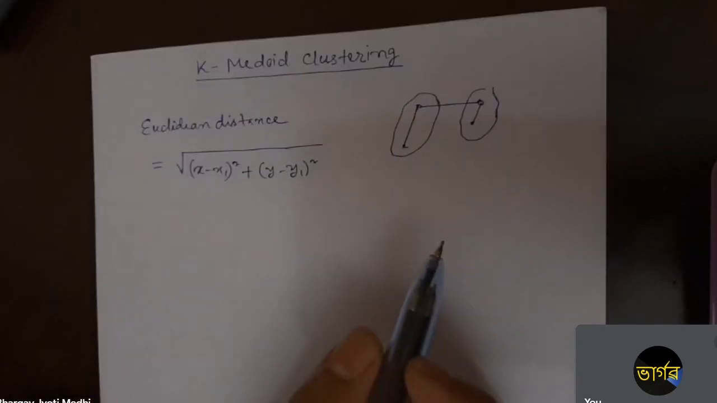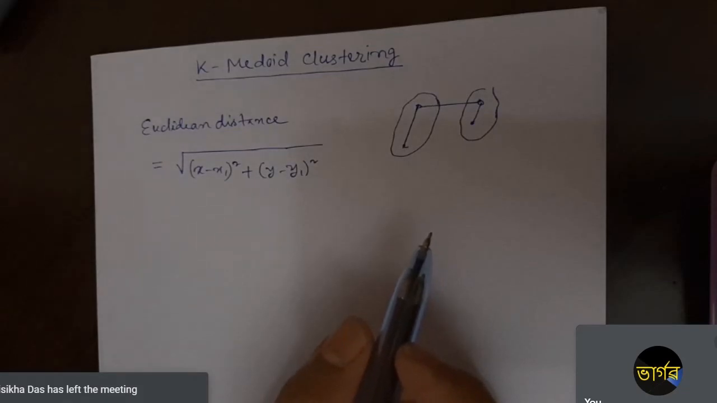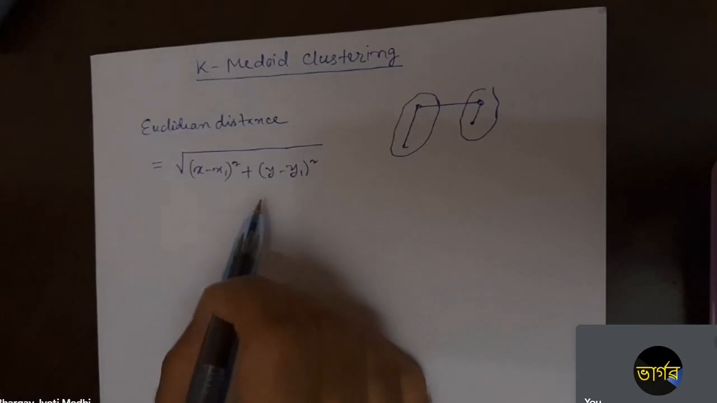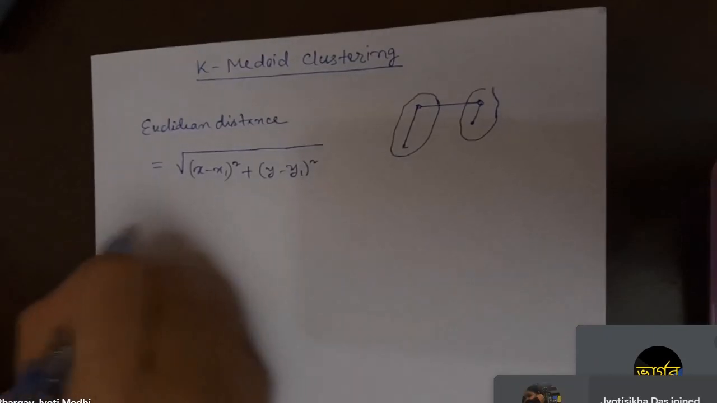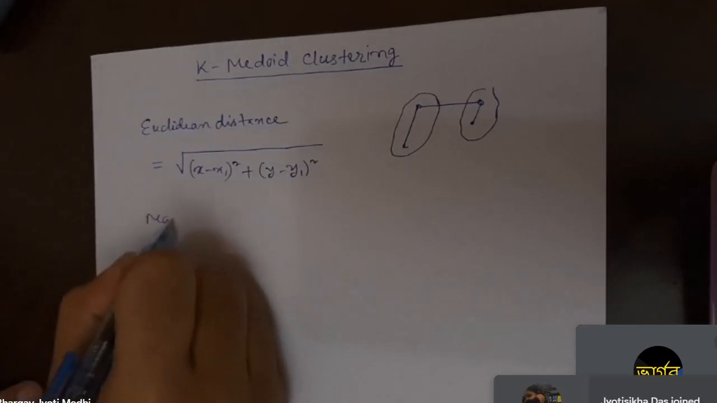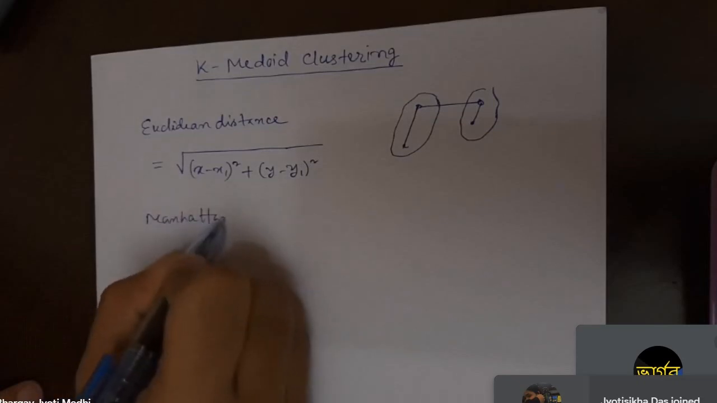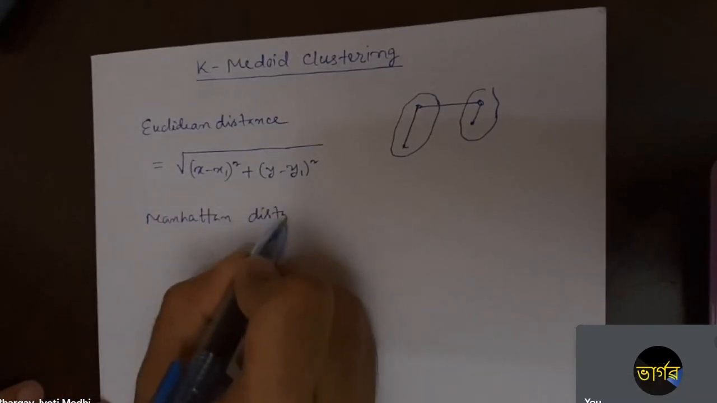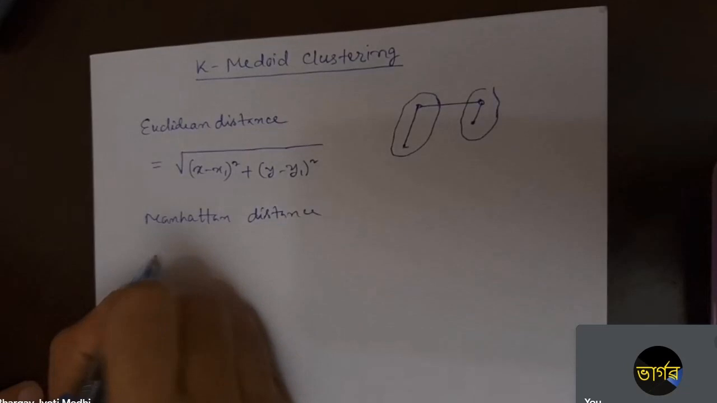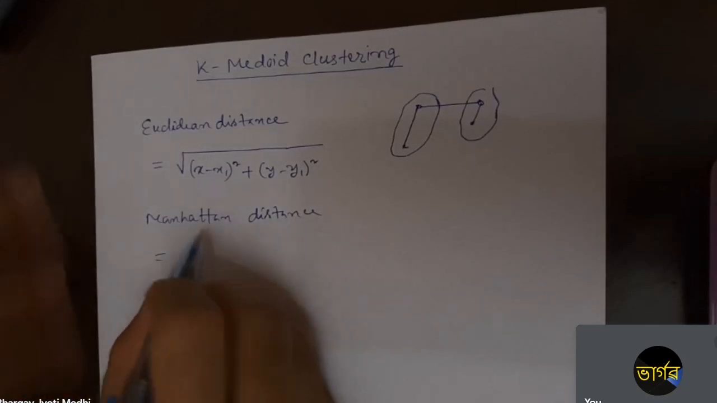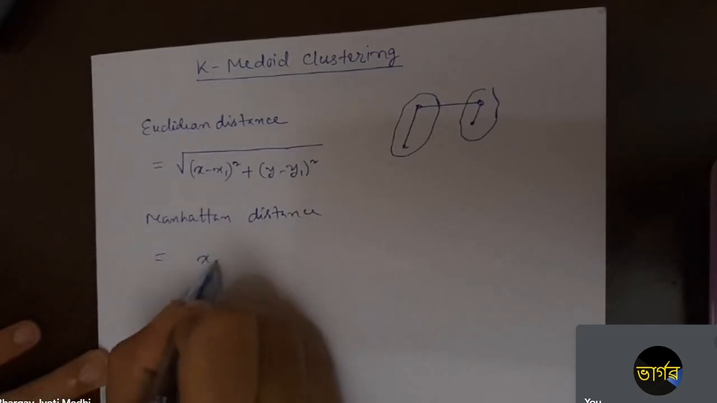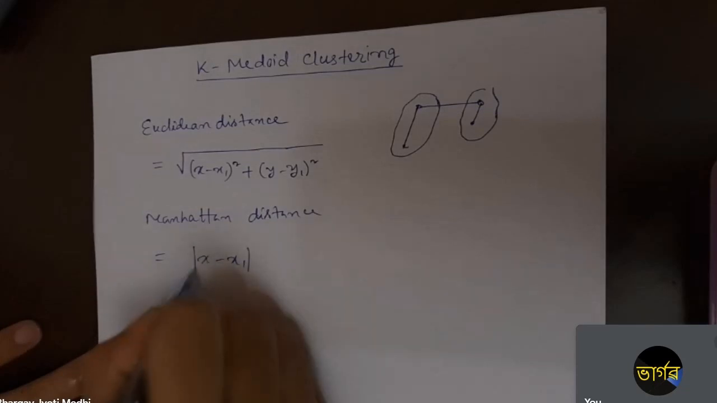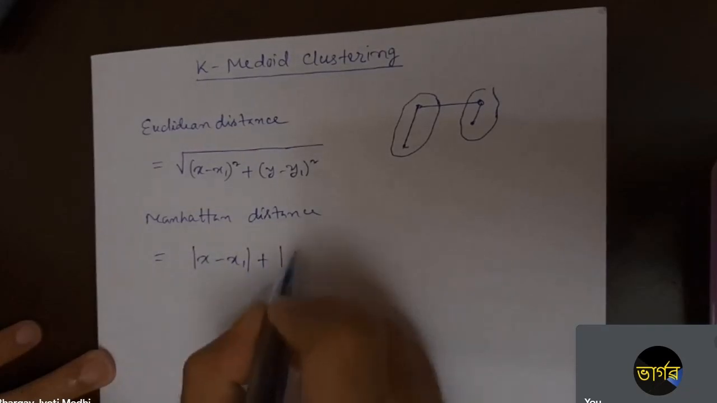In most of the cases, you will see that mostly the Euclidean distance or the Manhattan distance is used. The Manhattan distance formula is like this. It is just the difference between the coordinates, the positive difference. That is the modulus of x minus x1 plus modulus of y minus y1. This will give the Manhattan distance.